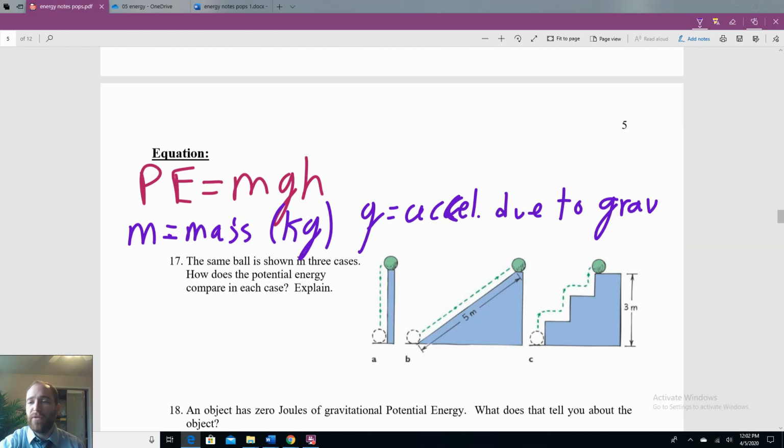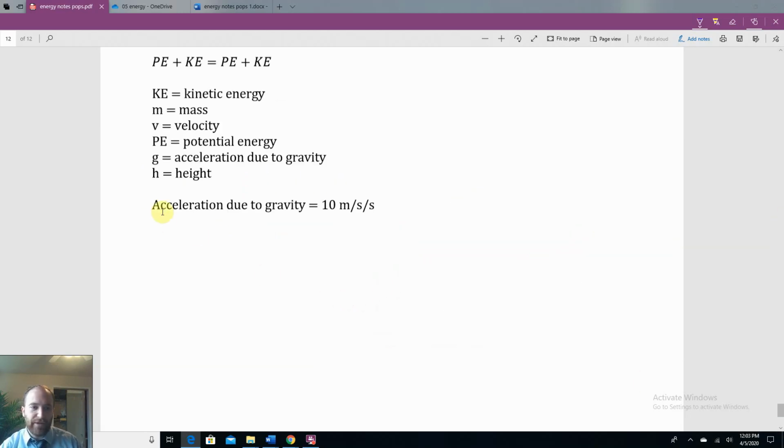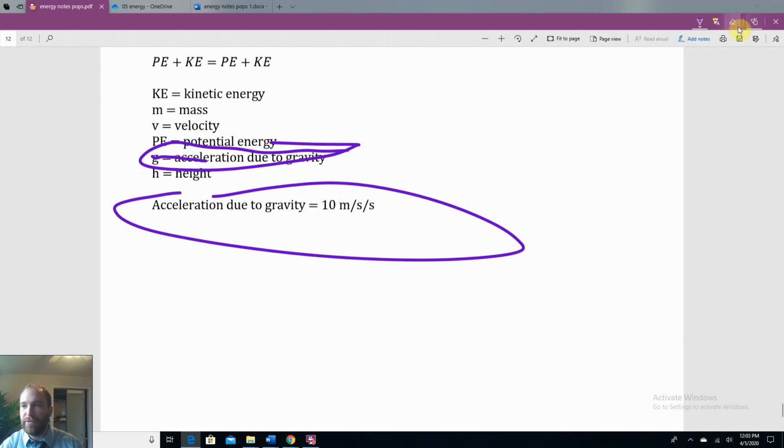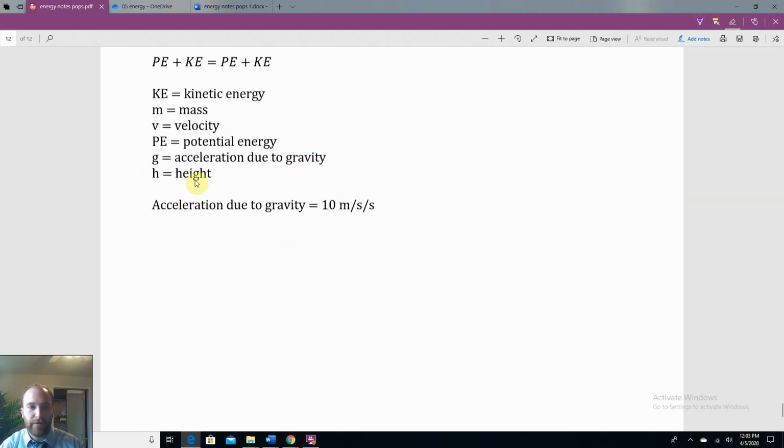You may remember that on Earth, anyways, it always has the same value of 10 meters per second squared. I did give that to you on the last page, so you don't need to remember the 10, but you've got to remember that you know it. So G is the acceleration due to gravity, and it has a value of 10.